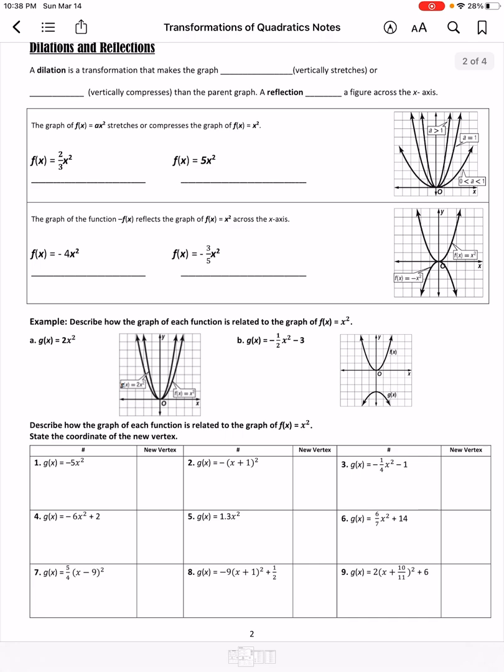Our next set are our dilations and our reflections. A dilation is a transformation that makes the graph narrower, which means it's vertically stretched, or wider, which is sometimes called a vertical compression, or sometimes a horizontal stretch, compared to the parent graph. A reflection flips a figure across the x-axis.